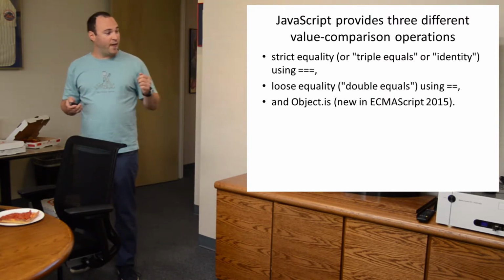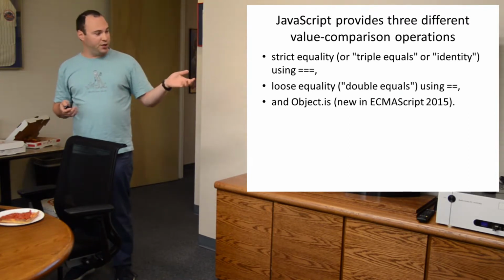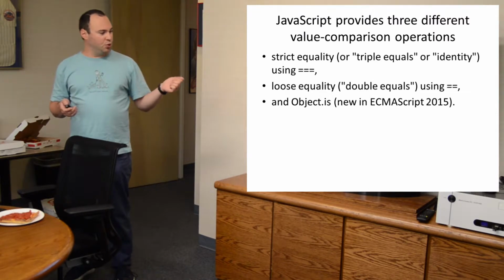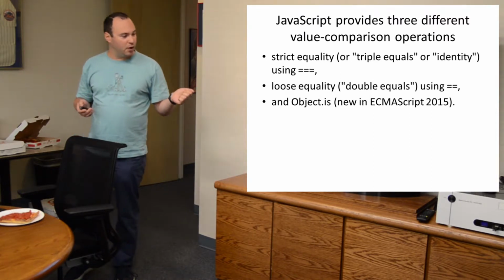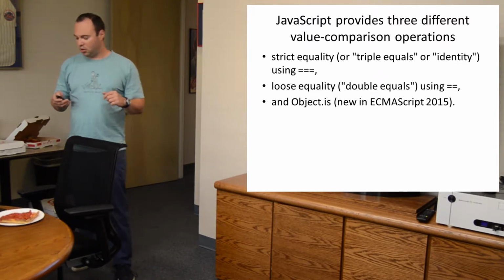Strict equality, which is using the triple equals. Loose equality, using the double equals. And a third one, using the Object.is function, which is sort of even more strict than strict equality.